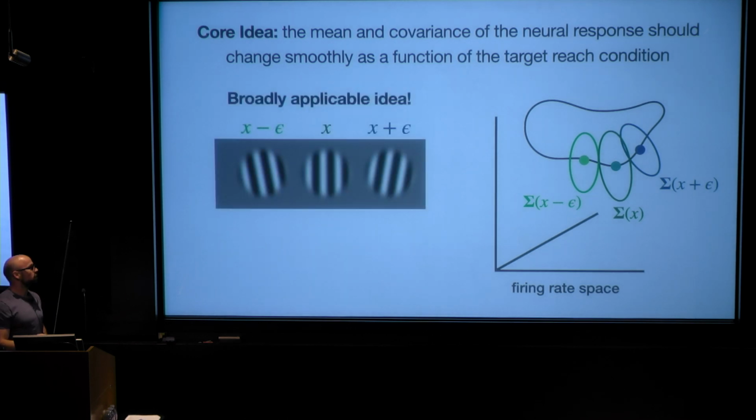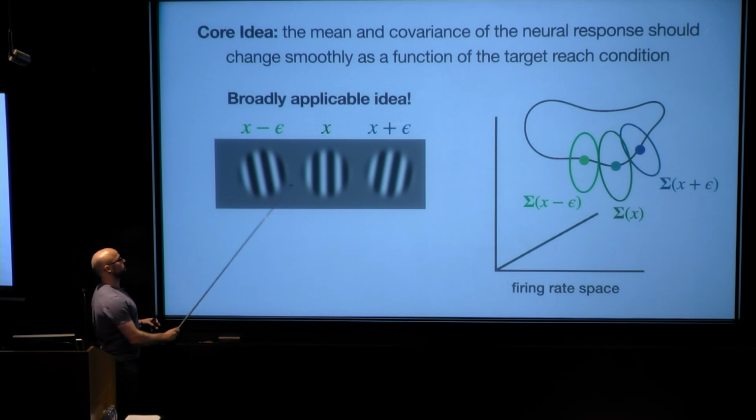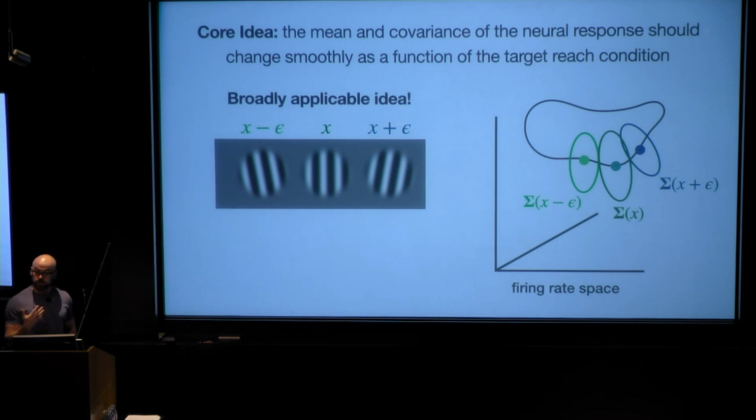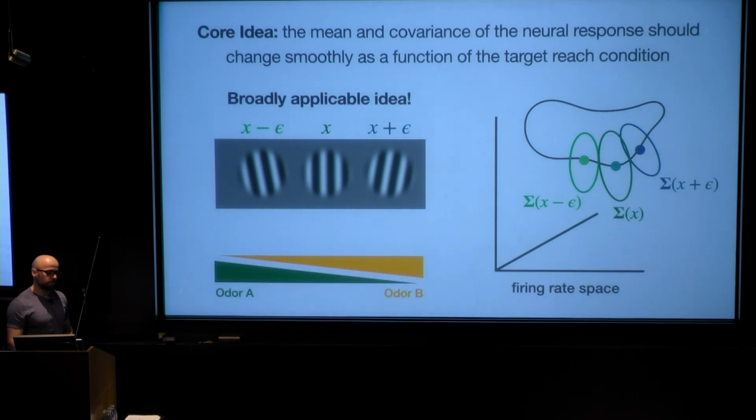This is a broadly applicable idea. I just walked you through it in a motor cortex example, but it would also apply to the example I was telling you about at the beginning with discriminating a visual stimulus. And there are many other applications in neuroscience, such as discriminating odors, and so on.